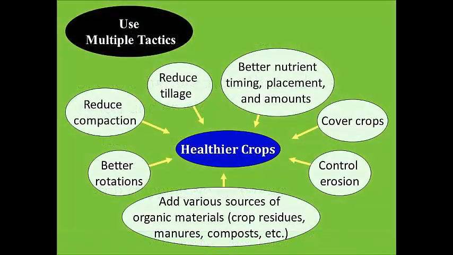So that was a brief overview of strategies that can be implemented to improve the health of the soil. And I think it's obvious just from those top 5 that a multi-pronged approach is going to be the best way to create a healthy soil and ultimately healthier crops and healthier livestock.